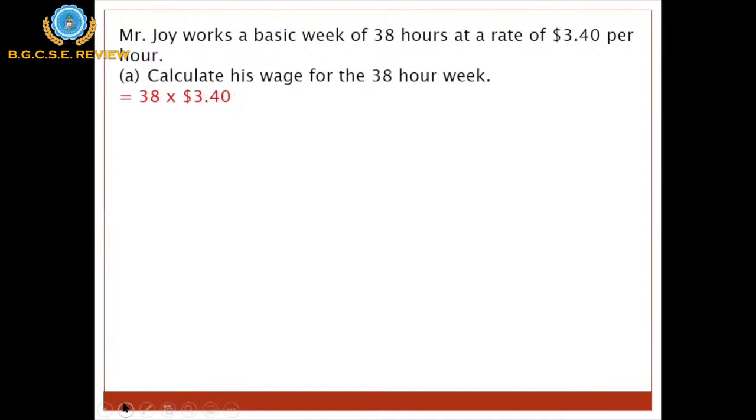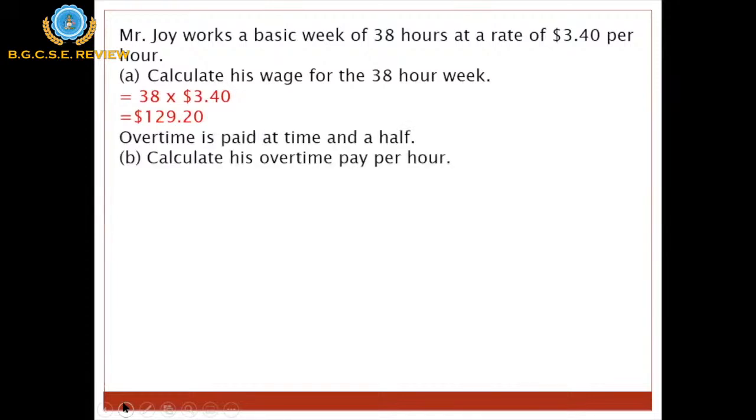Again, I'm going to multiply his basic week, or the number of hours he worked, times the rate, which tells me how much he gets paid per hour, which in this case is $3.40. Once I multiply the two in my calculator, and I'm always checking to make sure I got this right, it's going to be $129.20.